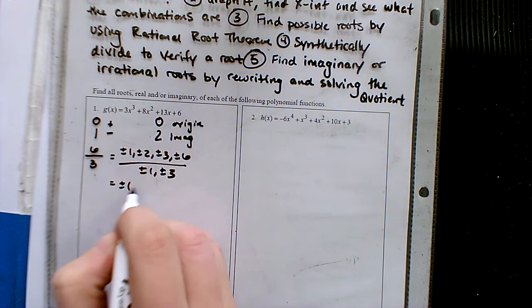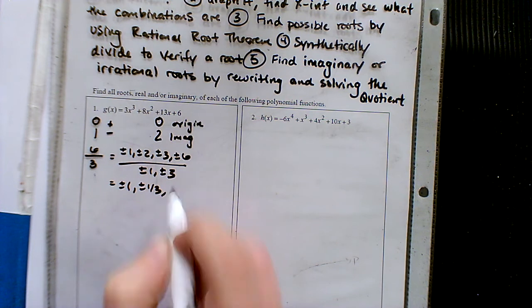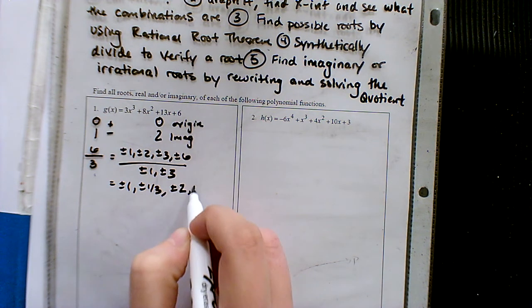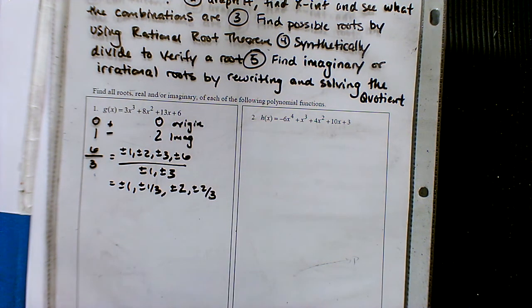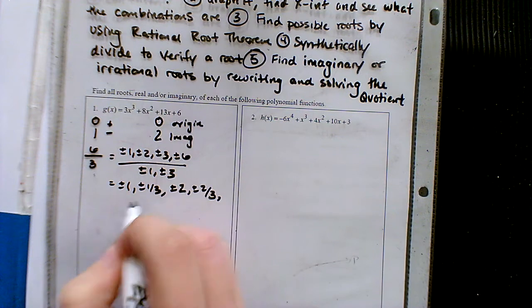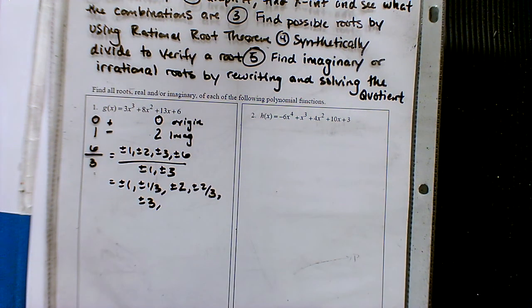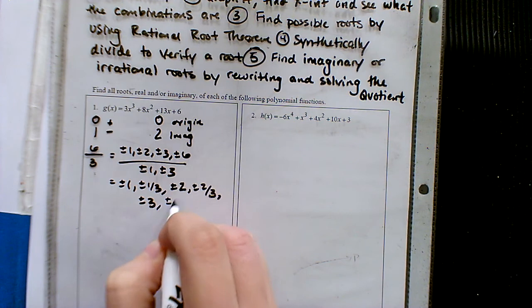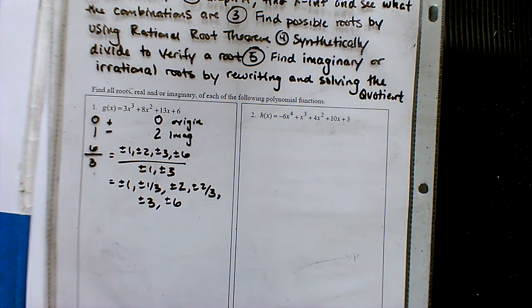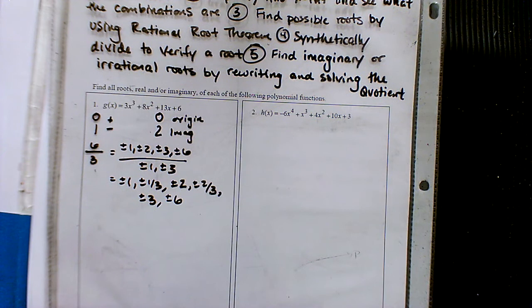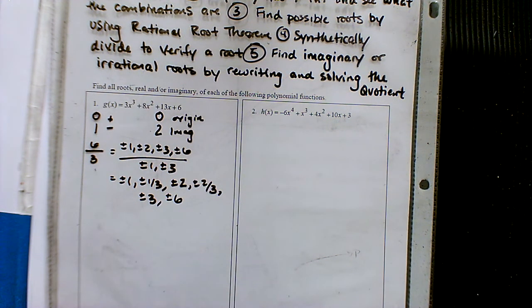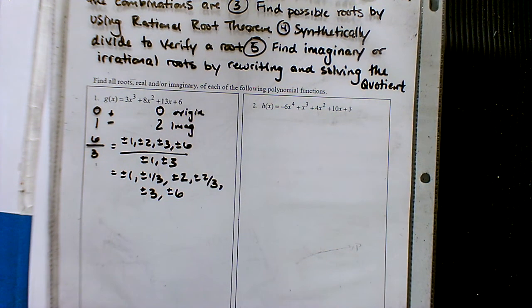Let's see, 1 over 1, 1 over 3, 2 over 1, 2 over 3, 3 over 1, 3 over 3 is already listed, 6 over 1, and then 6 over 3 is already listed. So that's 12 options. Okay, a little less than the ones that we've seen in the past, which isn't bad.